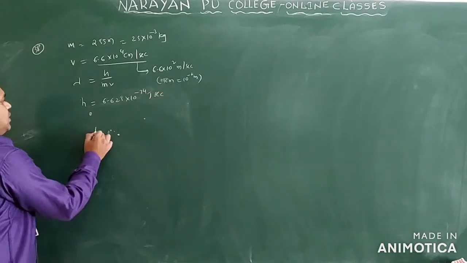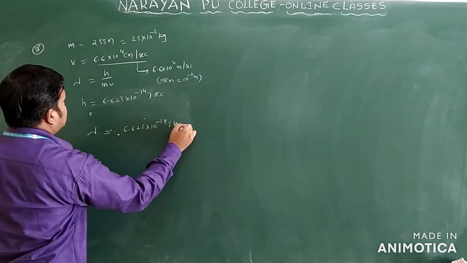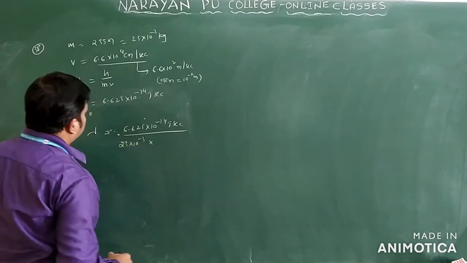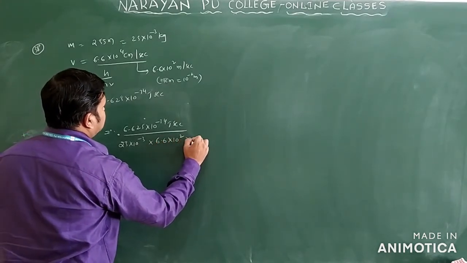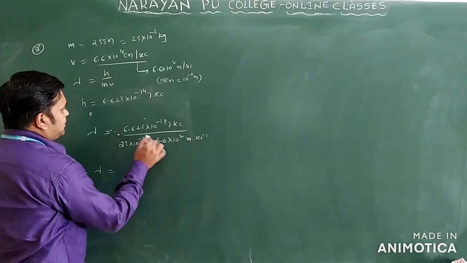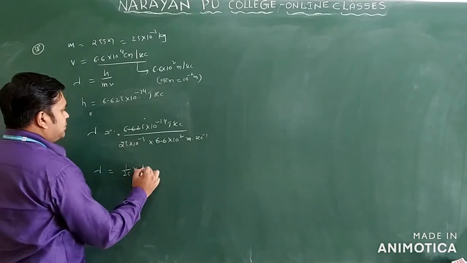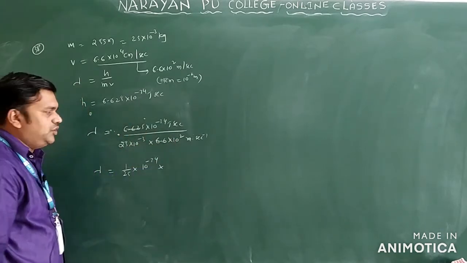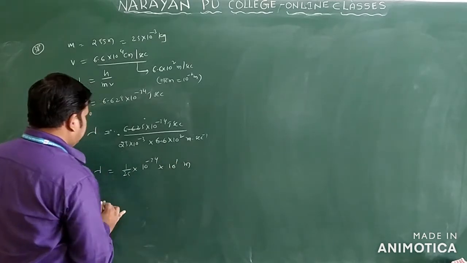Let us substitute the values here. Lambda is equal to 6.625 into 10 power minus 34 joule second by 25 into 10 power minus 3 into velocity, we have 6.6 into 10 power 2 meter per second squared. Now we can do the calculation: 6.6, 6.6 cancel here. So we write 1 by 25, right? This 1 by 25 into 10 power minus 34. This is minus 3 and this is 2, we will get minus 1 only. Minus 1 becomes 10 power 1. This is meter you will get now.